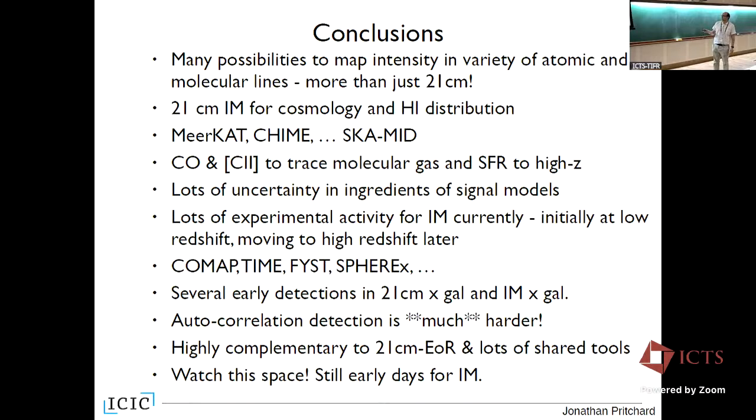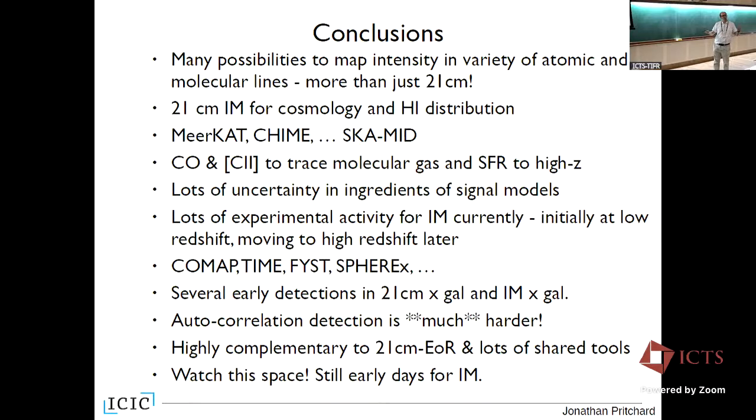21 centimeter intensity mapping at post-reionization is very interesting for doing cosmology and studying the H1 distribution. So for that, things like MeerKAT, CHIME, SKA-Mid coming soon will be very exciting. Other lines that are particularly interesting are CO and C2. And with those, you can trace molecular gas, the star formation rate out to higher redshift. So you can do a lot of interesting astrophysics, maybe cosmology, but that's less discussed. There's lots of uncertainty at the moment in the modeling.